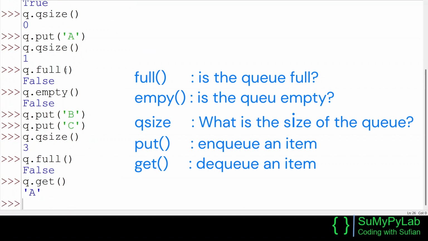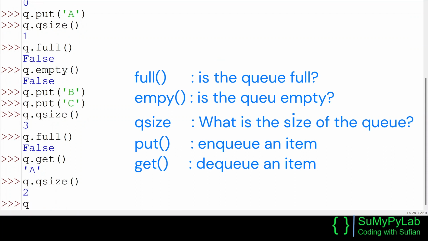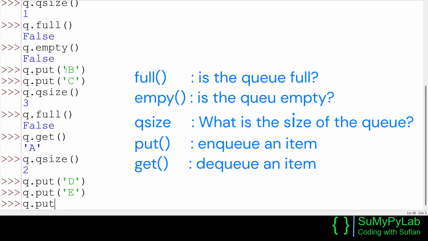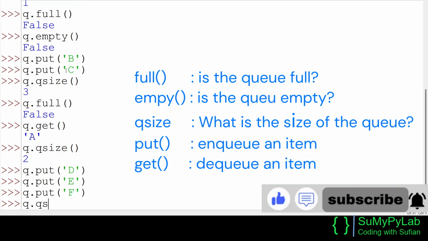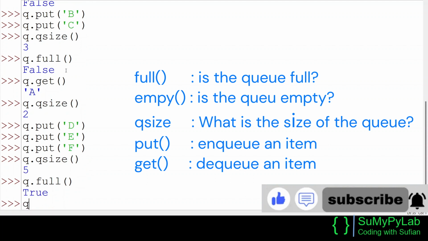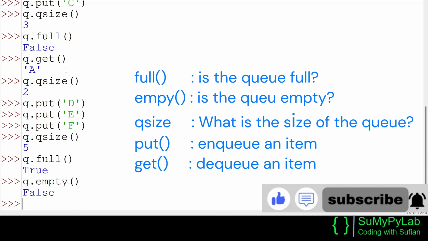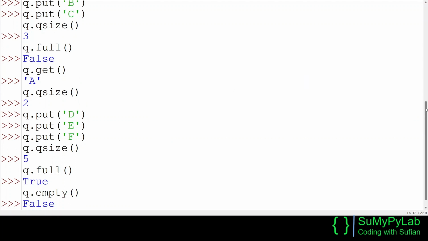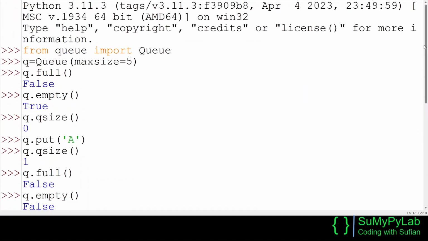Let's dequeue an item. It is from the front end. Enqueue another item, D. Also, enqueue E and F. Hope that this is clear to you. That is, we may also use the queue module for working with queues.